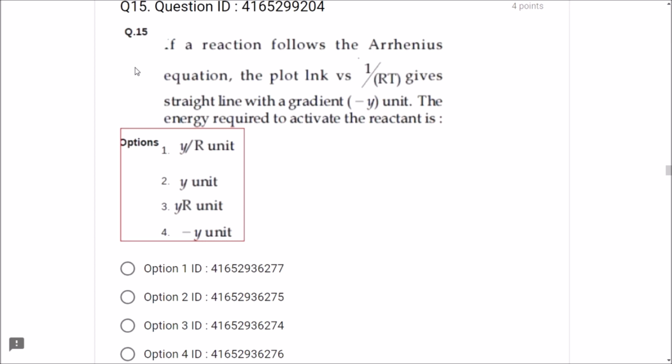Next, question number 15. If a reaction follows the Arrhenius equation, the plot of ln k versus 1 by RT gives a straight line with a gradient of minus y unit. The energy required to activate the reactant, dear students, is straight away given. So the correct option is y unit. Option 2, that is y plus y, not minus y. So option 2 is the correct option, students.